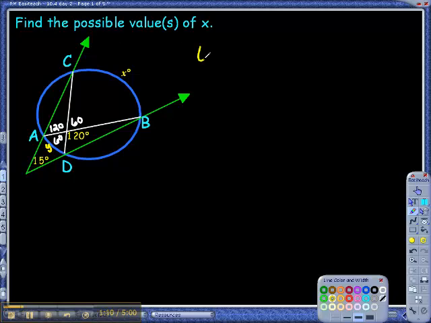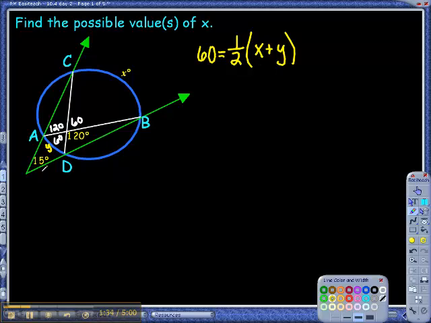So I could say that that 60 degrees is equal to half of, and because we're talking about an angle inside the circle, it's half of the sum of its arc and its vertical angle's arc. It doesn't matter which order you put those, I'm just going to say x plus y. That 60 should be half of the sum of its arc and its vertical angle's arc.